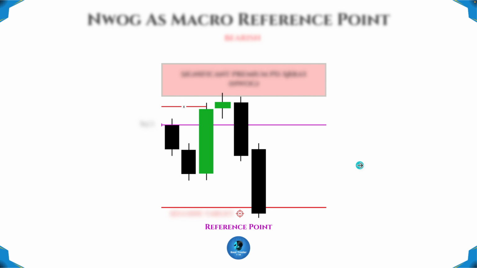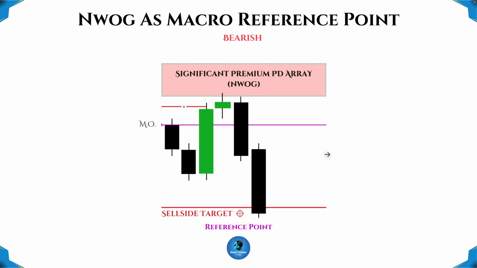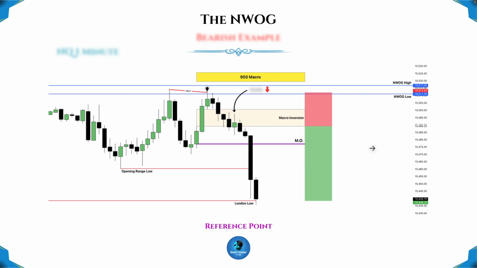So if we continue forward, let's look at a bearish example of how we can utilize the new week opening gap as a macro reference point for a macro power of 3 setup. We see 950 macro, price spools above, and here, this is important, okay? When we are bearish for a macro power of 3 setup, we typically want to see what? Price in general go above it, but refer to a premium inefficiency and or sweep liquidity.